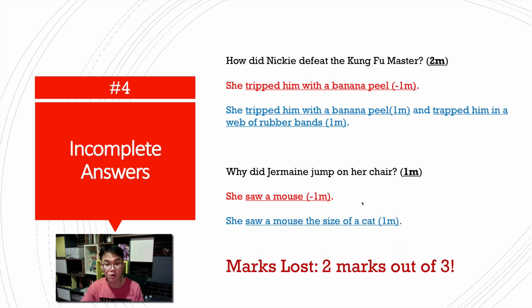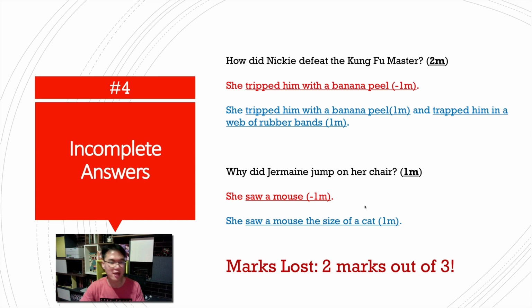She saw a mouse the size of a cat. Wow, that's a really big mouse, okay? A mouse the size of a cat. Probably scare cats away too, right? So the mouse was the size of a cat. If I had left out the size of the mouse, I would not have scored that 1 mark. Okay, so here we go. We would have lost the entire mark here because we did not give the complete point.